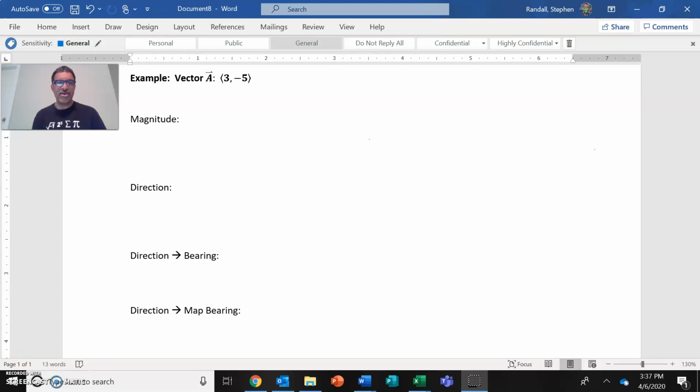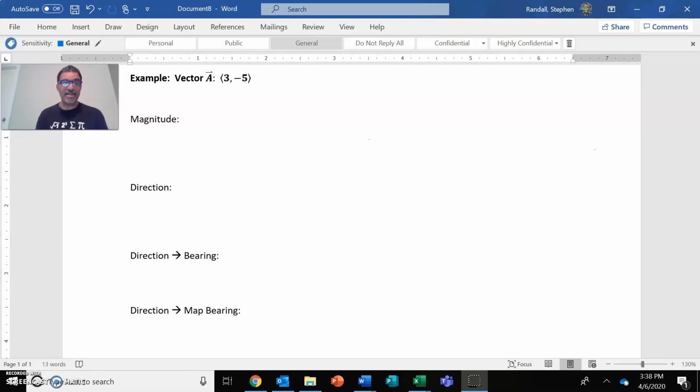Hi, so this link is going to go through the example and go step by step so you can see the steps to find the magnitude, the direction, change that direction into a bearing, and change that direction also into a map bearing.